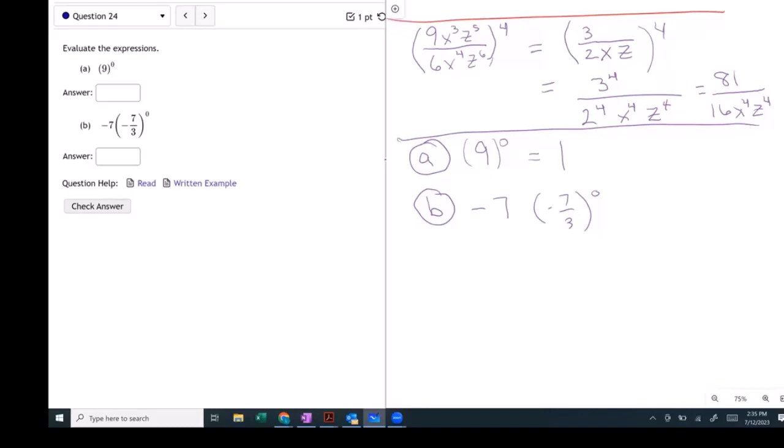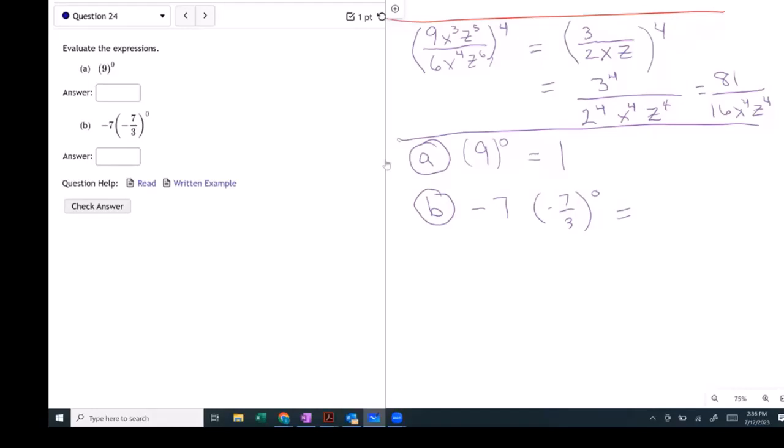What is the exponent of 0 next to? The 7? Nope. The 7, negative 7/3. The parentheses. Okay, it's next to the parentheses, which means that everything in the parentheses is going to be 1.